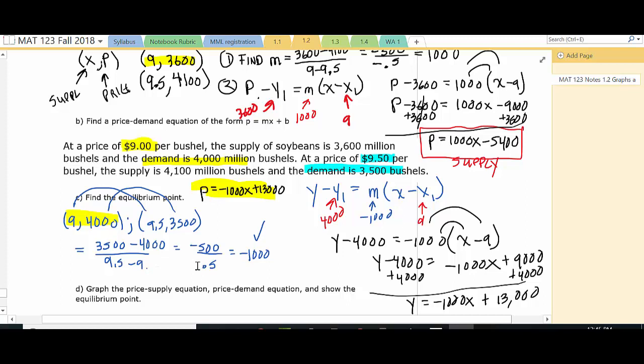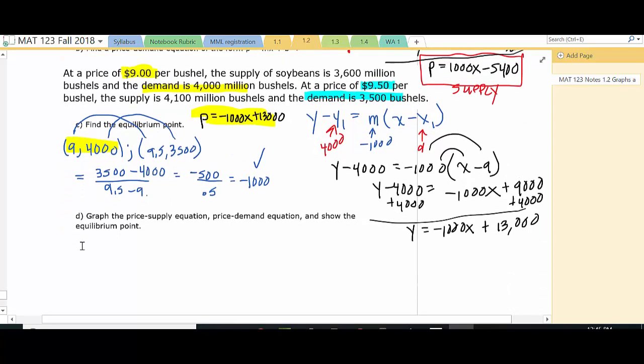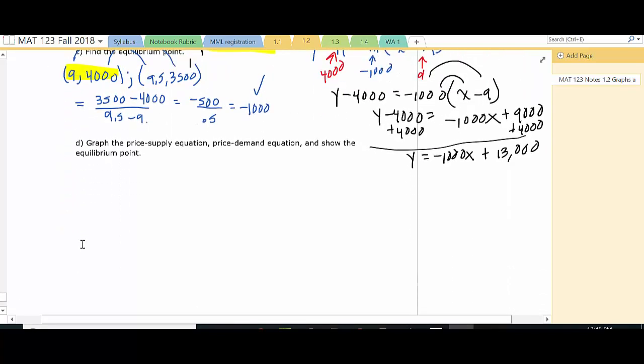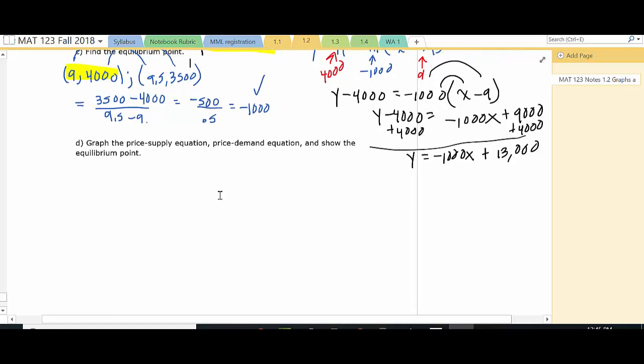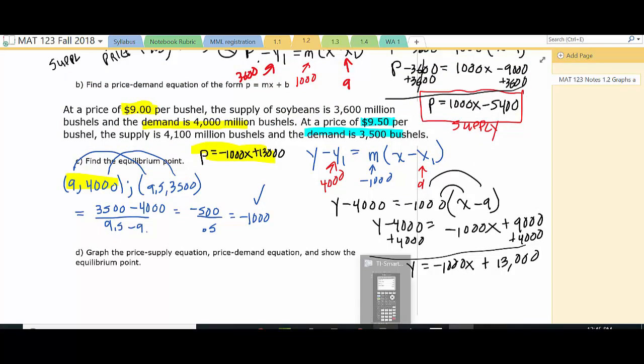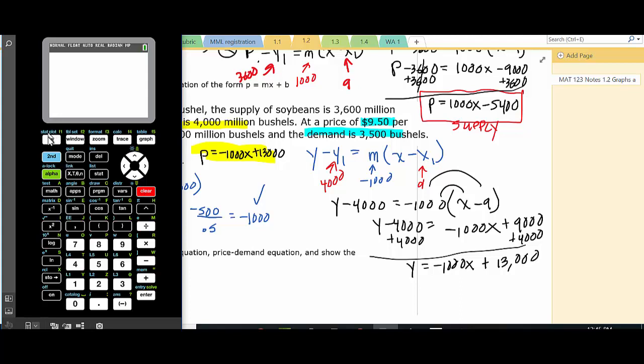All right, so how do you guys feel about that? Are we okay? I think some of you who didn't get the 13,000, all you did was probably one arithmetic mistake. That's it. Now we're going to move on to the graphing. We're going to do this on the graphing calculator, and we'll talk about the equilibrium point as I do this. So let's get our graphing calculator out. Just let me know, as I'm going through the calculator, if I need to repeat something. Because we're going to do this totally electronically, let's put our two things in.